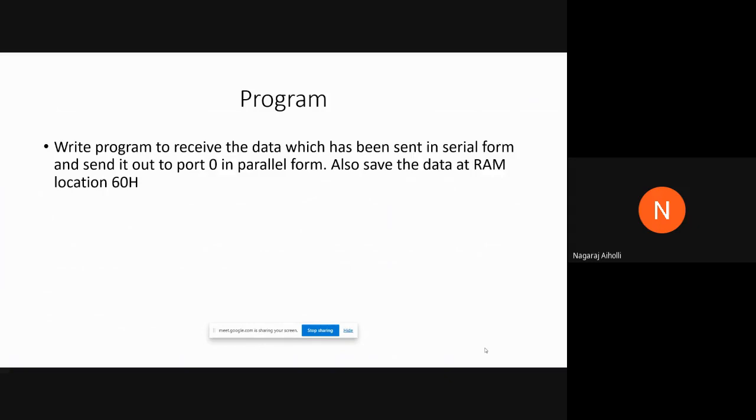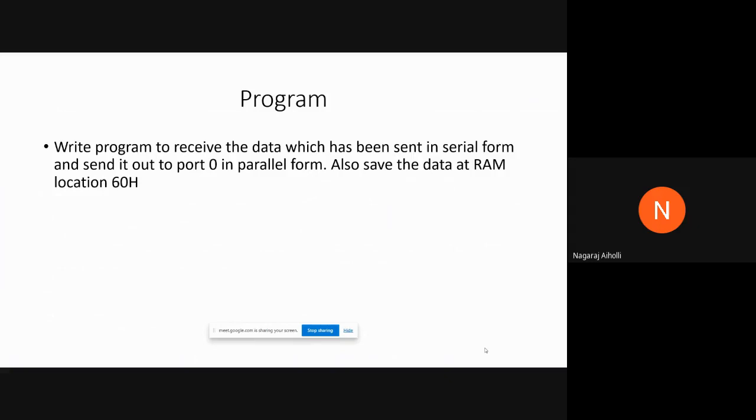The data is already sent in serial form. We have to receive the data. To receive the data, the program has to be written. The data is received serially, and once it is received, we have to send that data to port 0 in parallel form. They are also asking to save the data at RAM location 60H. This is all about the program statement. Now let us write the program for the given statement.